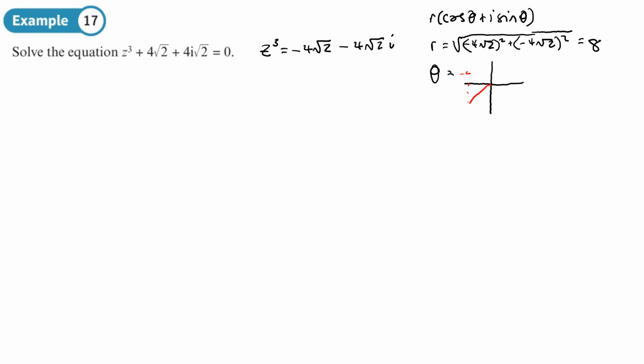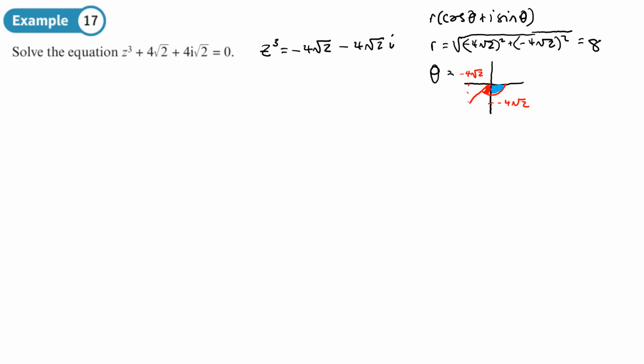This is negative 4 root 2. This is negative 4 root 2. And the whole argument is this. Now without that diagram, you may not have realized that. So whatever we get for this angle, we want to add this angle, which is 90 degrees, which is pi over 2. So our argument, and we also need to remember the fact it's negative. So whatever we get, we want to put a negative.